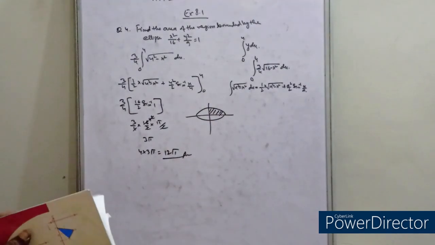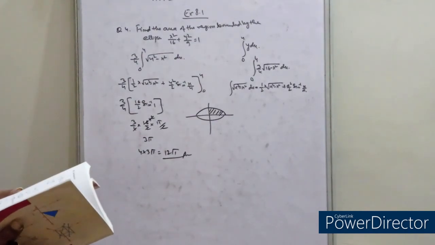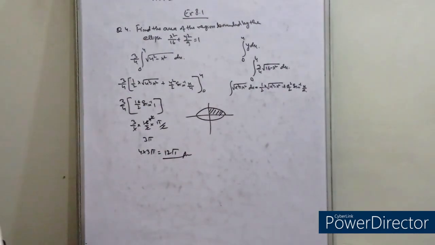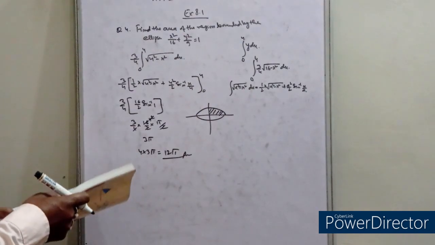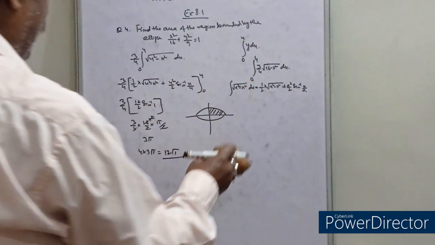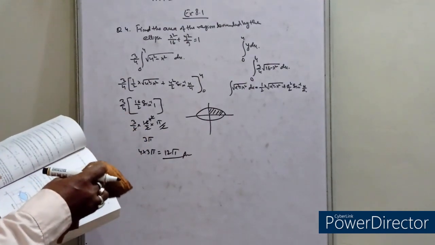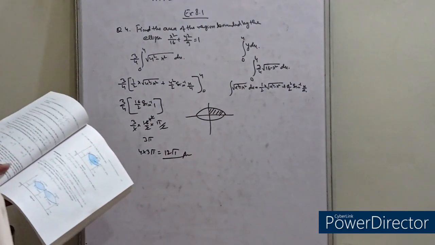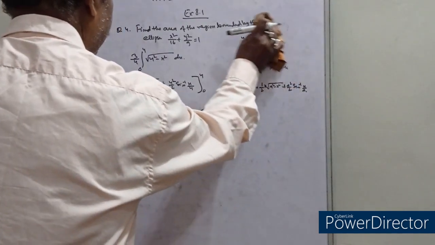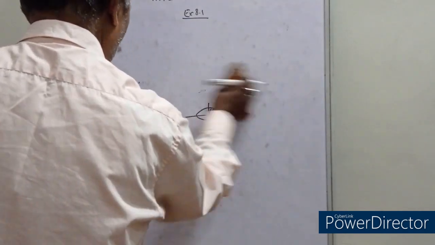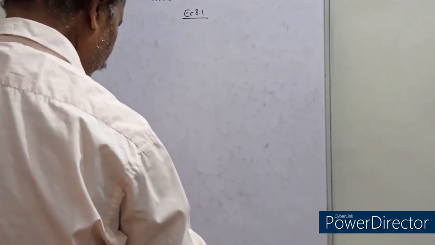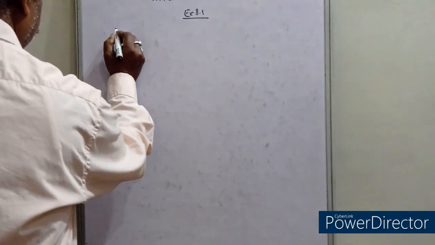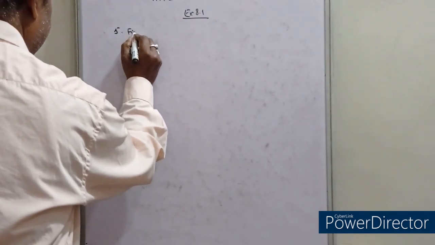So let me check the answer. That is 8.1, question number 4, it is 12 pi. Now question number 5. Question number 5 is the same as question number 4, but there is a little bit of difference, though the procedure is the same. I will make only the structure, and the rest I think you can do yourself. So I will just make the frame out of this question.